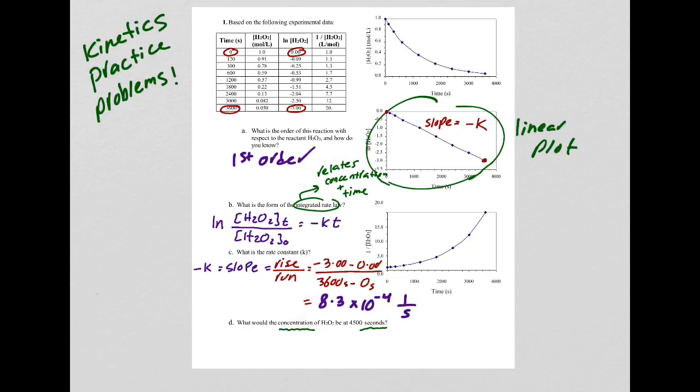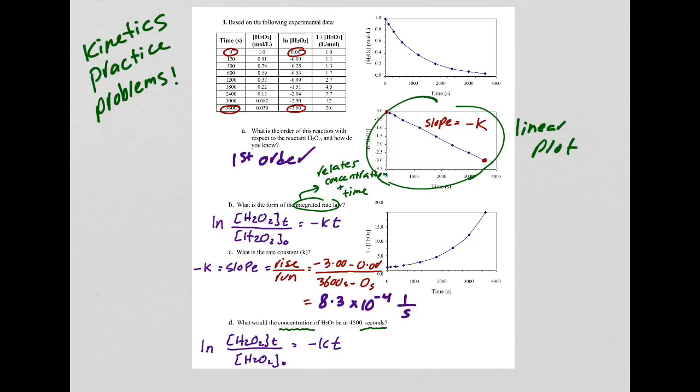So what do I need to do? I need to write the integrated rate law. That's the first thing I'm going to do. So it's going to be the hydrogen peroxide at T over the hydrogen peroxide at the beginning equals minus KT. Okay?